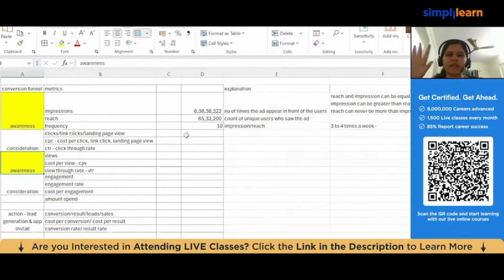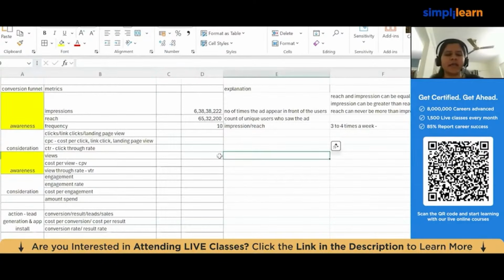So first I'll cover the awareness part. Now what is views? Views is related to your YouTube. So these numbers, views, cost per view, and view through rate, are for your YouTube, where you're watching that video. Basically, the number of times the user watched the video is called views. Cost per view is basically how much the brand has to pay for each view.